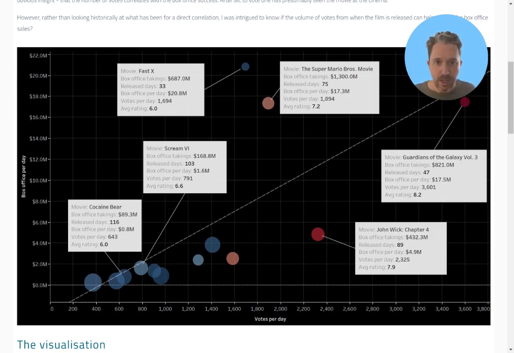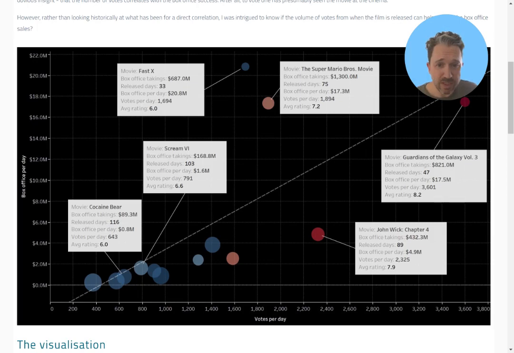Probably something to do with the type of movie it is and the type of audience that goes to see those movies. The third dimension that we've added to this is the colour and the size of the bubble. So the colour of red means it's a bit more of a hot movie. It's above 7. And the size of the bubble represents how long the movie's been around. So you can see Fast X has only been around for just over a month, therefore it's the smallest bubble.